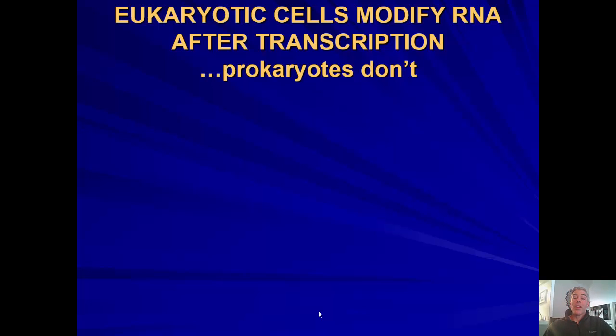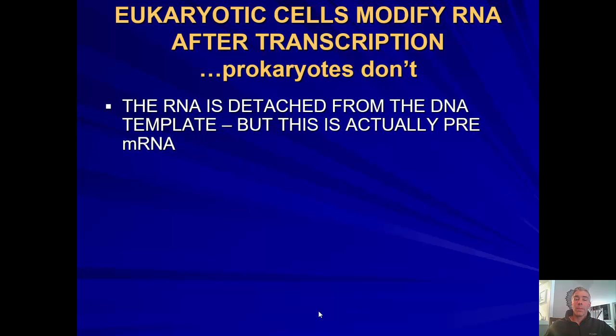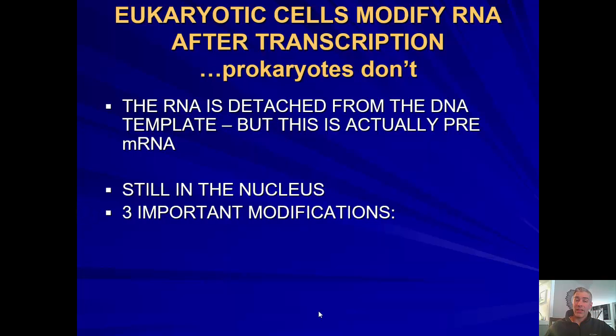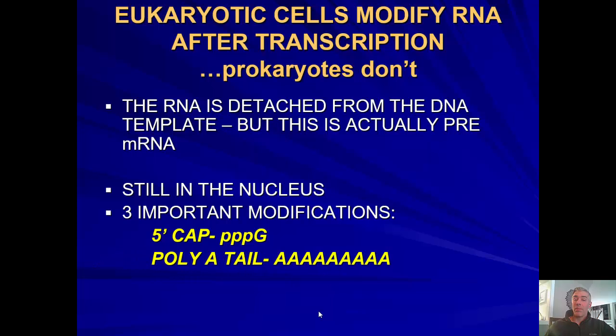Now, the next step is that eukaryotic cells actually modify their RNA after transcription is over. Prokaryotes won't do that. So that initial transcript that is produced is called pre-mRNA. It's not actually finished yet, so we have to modify it. And this process happens in the nucleus, and there are 3 different things that have to happen. We have to add a 5' cap and a poly A tail.